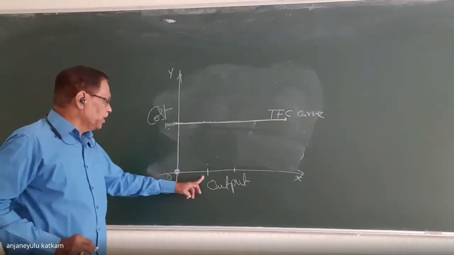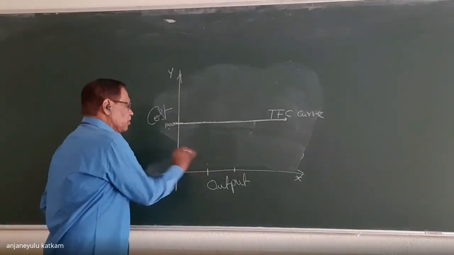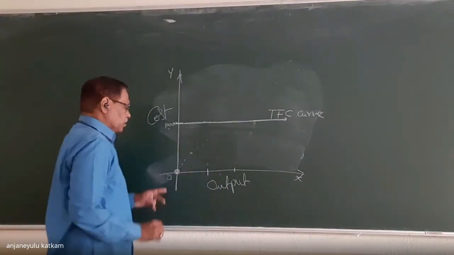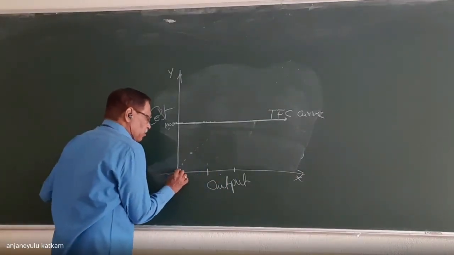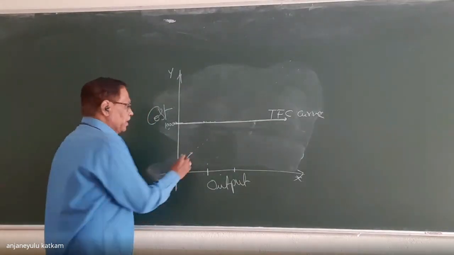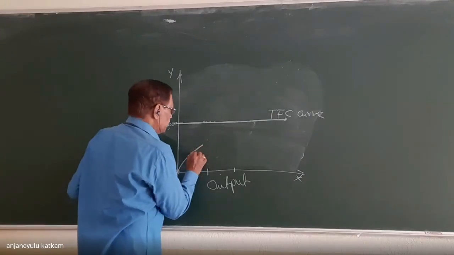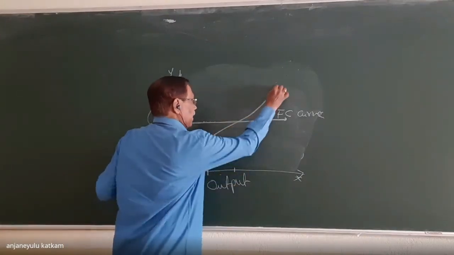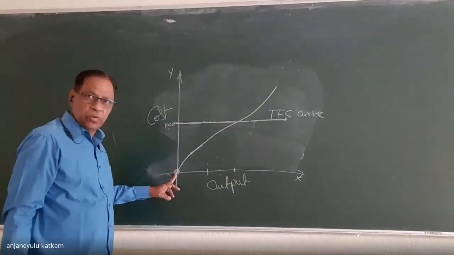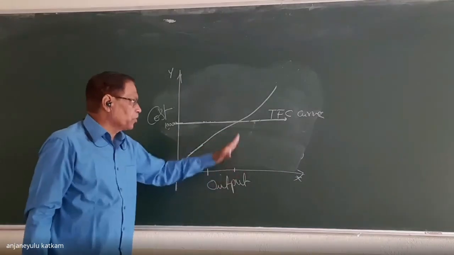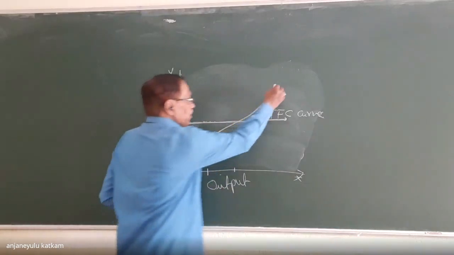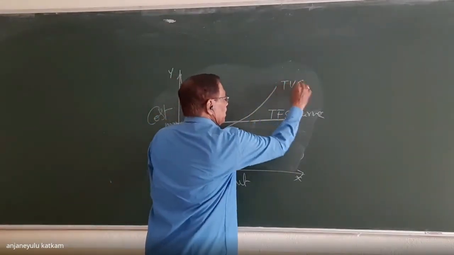If the output increases, the variable cost also will increase. So it will start from here and it will be increasing. The total variable cost will increase like this. You can also draw it like this. A curve starting from zero, rising from left to right, is the variable cost. You can call it the TVC curve.